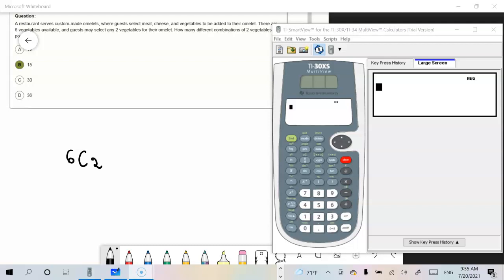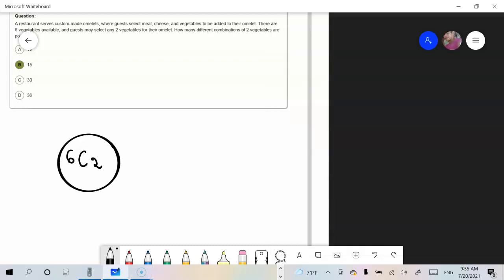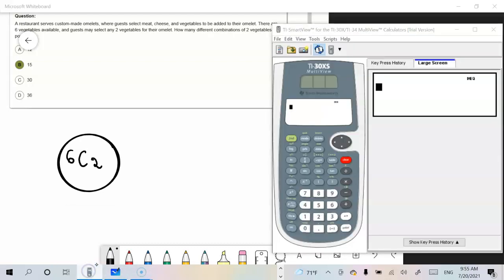So we are going to solve this combination in the calculator. First, we put the total number of objects we are going to combine, which in this case is 6, so we press 6. After we put the first number, we need to find the function that combines the numbers in the calculator, and that is the key that says PRB.